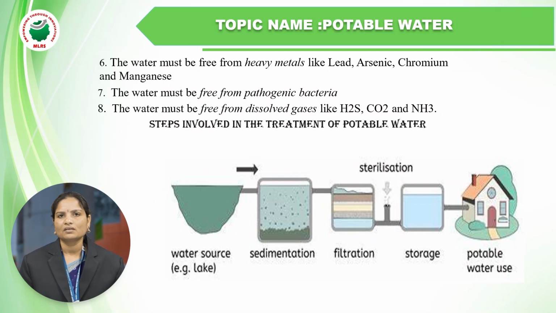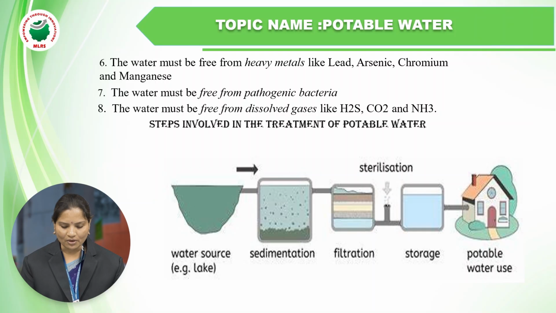The next topic we have to discuss is the steps involved in the treatment of potable water. What steps are involved? First is the screening process, then the aeration process, sedimentation process, filtration process, disinfection process, and storage and distribution. These are all the steps involved in the treatment of potable water.